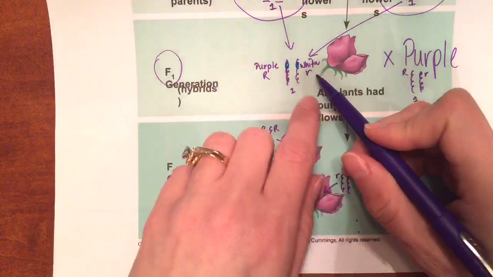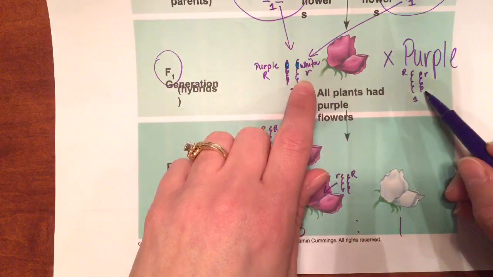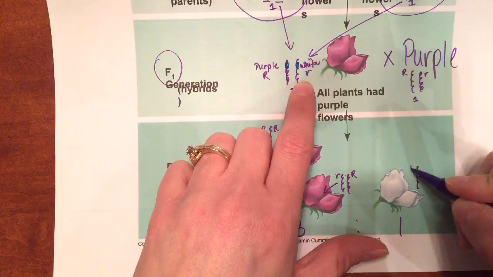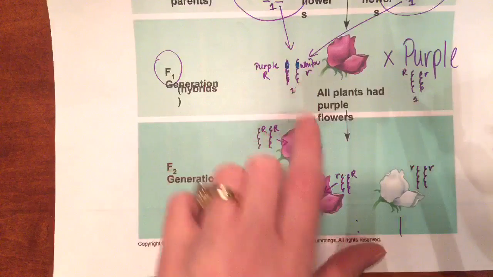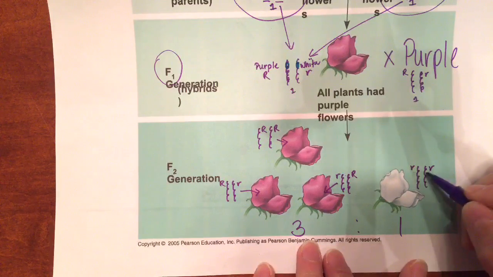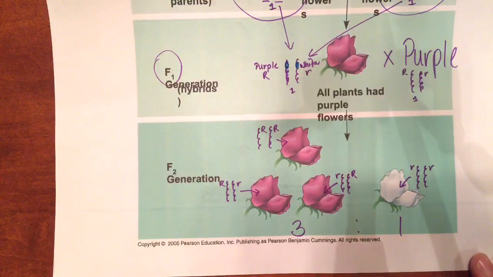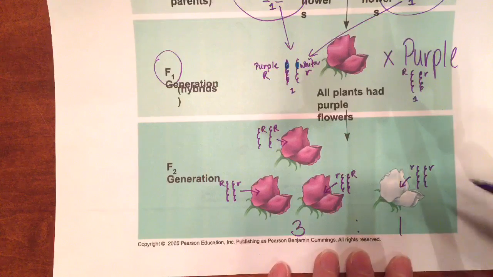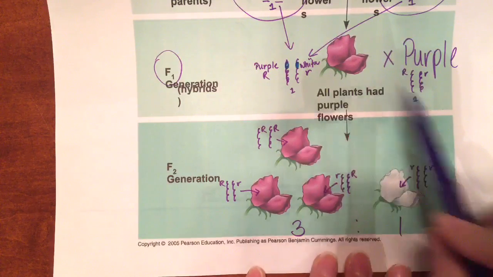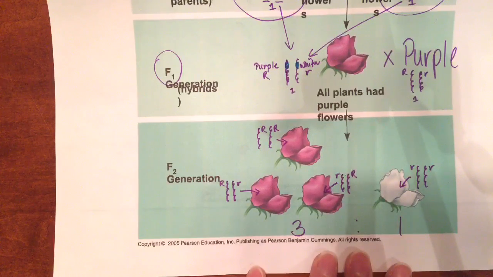And then lastly, this white can match up with this white. And the only way you can have the flower appear white is having the 2 white genes. So that's exactly what happens here. And that's how we get our 3-to-1. And those are the only 4 combinations of kids that they could have.